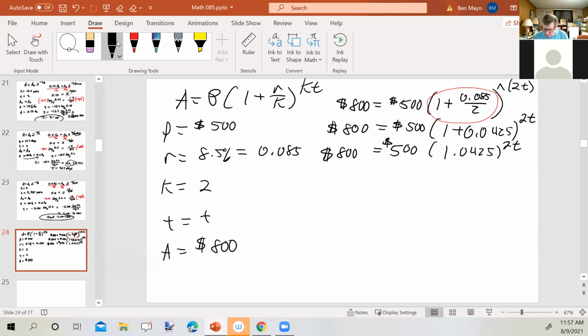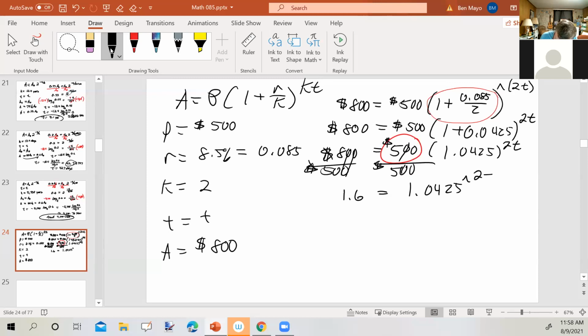Now, I need to be careful. I can't change this exponential equation into a logarithmic equation yet. I have to get rid of that coefficient out there in the front, okay? So to get rid of that, I'm going to divide both sides by $500. On the left side, the dollar signs go, the double zero goes. I've got 8/5, which is 1 3/5, or 1.6, okay? 8/5, 1.6 equals 1.0425 raised to the 2t power.